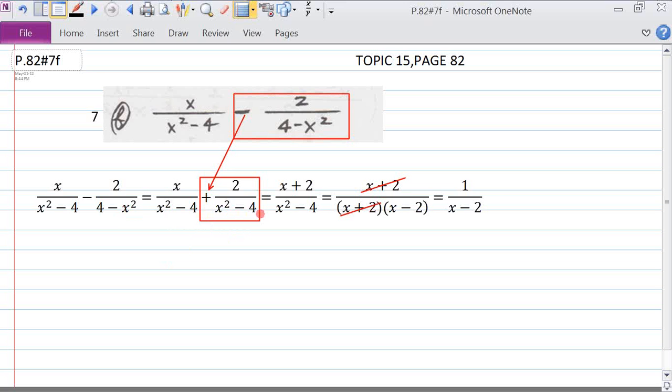We have the same common denominators here, so we can just add the numerators. Now we have x plus 2 over x squared minus 4. We can factor x squared minus 4 as x plus 2 times x minus 2. Cancel the x plus 2 in the numerator and the denominator, and I'm left with 1 over x minus 2 as the answer.